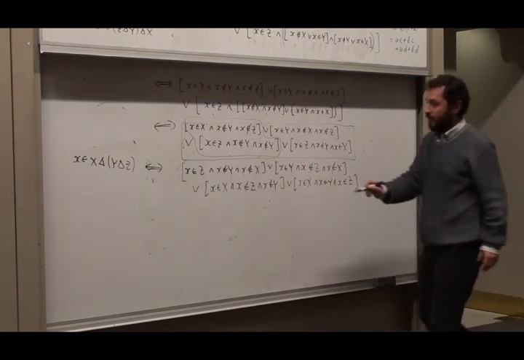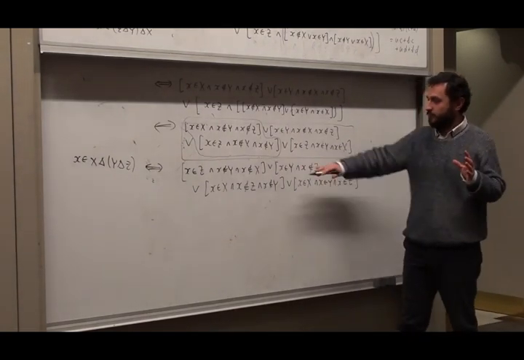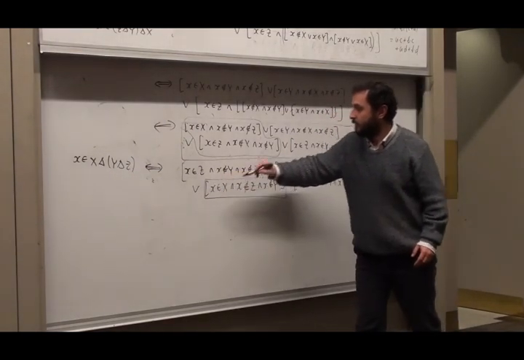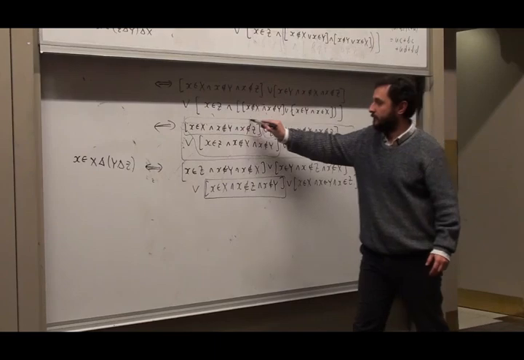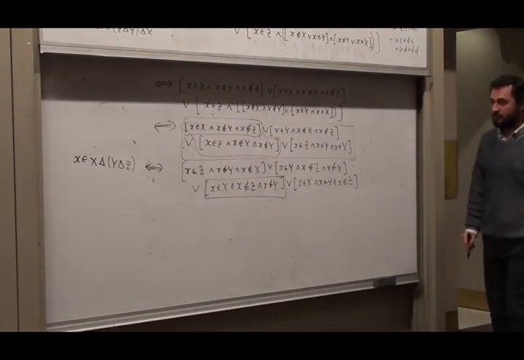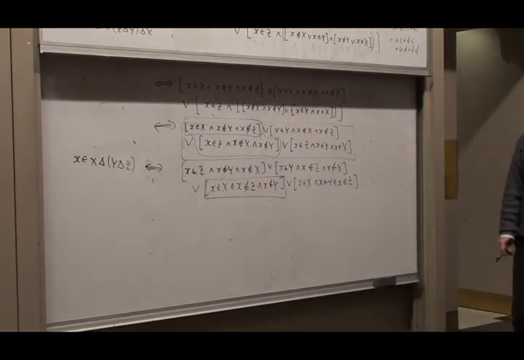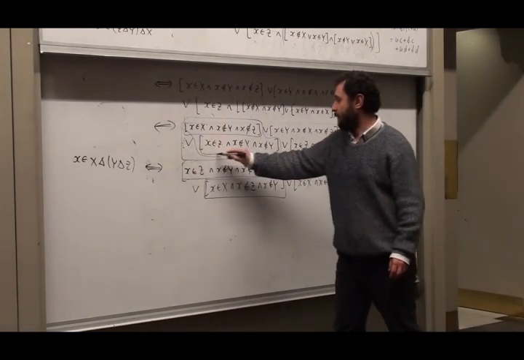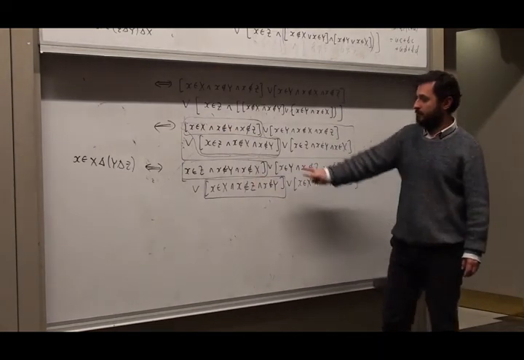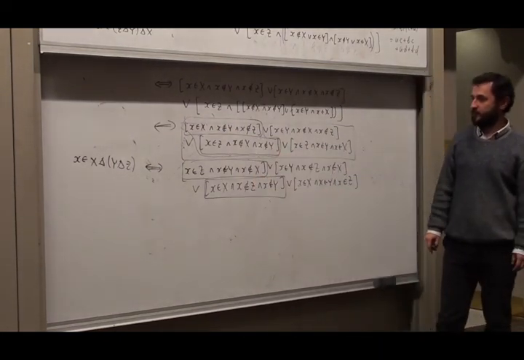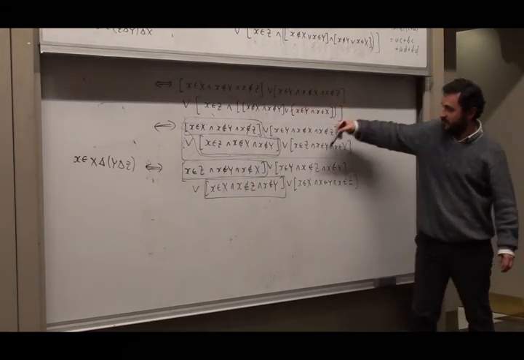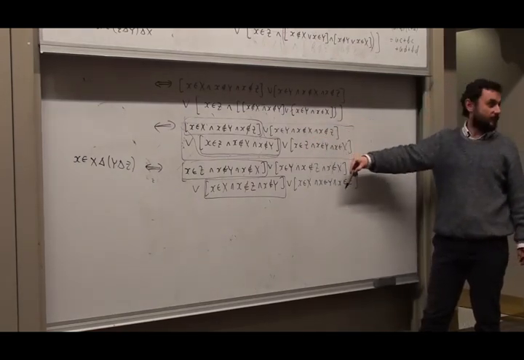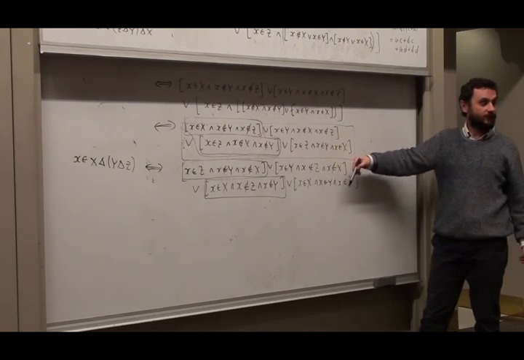But now, we've got a disjunction of things in both cases, and you see this part is the same as that part up to rearrangement of terms. And this part is the same as that one. These two are the same up to rearrangement of terms. And this one is the same as that one up to rearrangement of terms. And the other one is the same as the other one there. So then they're equivalent.